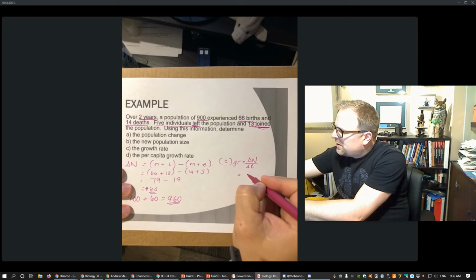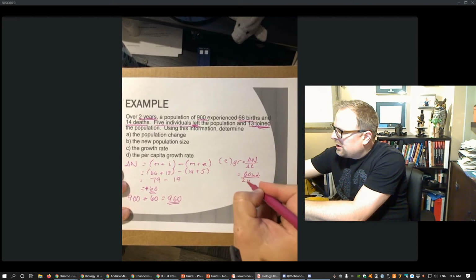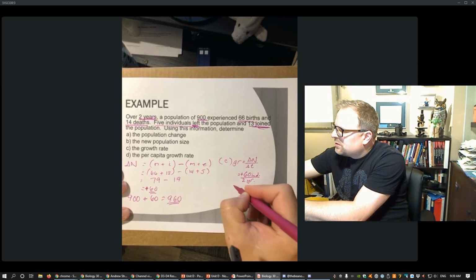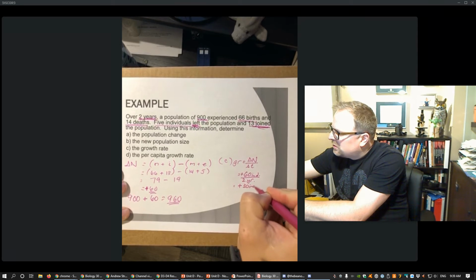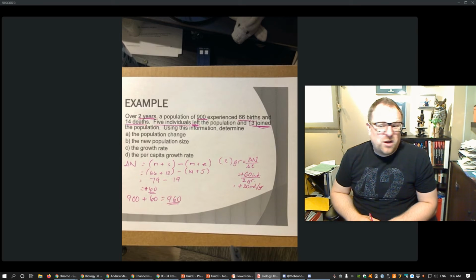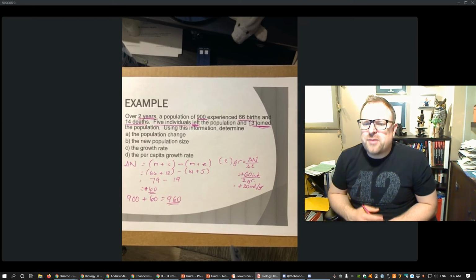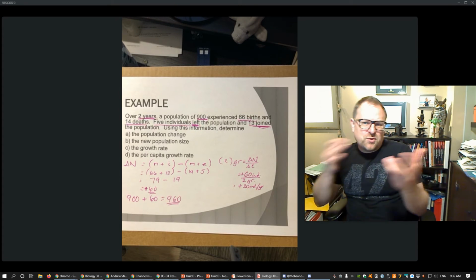Okay, so it's going to be 60 individuals over 2 years, so positive 60 individuals over 2 years. So our growth rate is a positive 30 individuals per year. Okay, hope that makes sense. Like I said, this is super simple math. It should be relatively easy for you guys to think about and sort of understand where all of this is coming from.